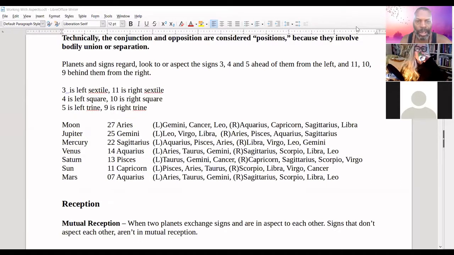Mercury at 19 Gemini separating from Jupiter at 21 degrees. Nope, Mercury is applying. Mariah, why is Mercury applying to Jupiter? For two reasons. One, Mercury is a faster planet than Jupiter. So keep that list ahead in front of you. Mercury can apply to every point.